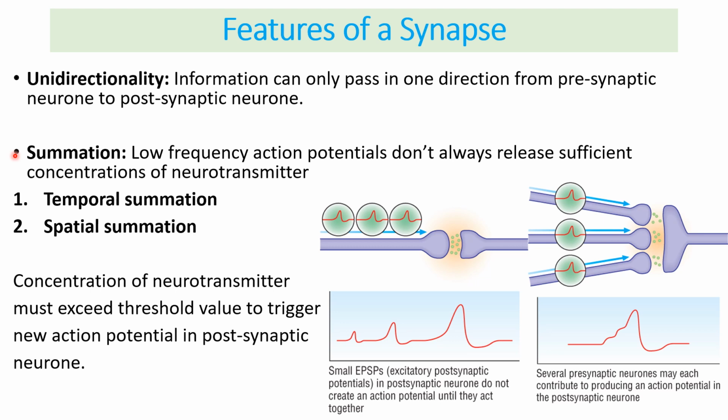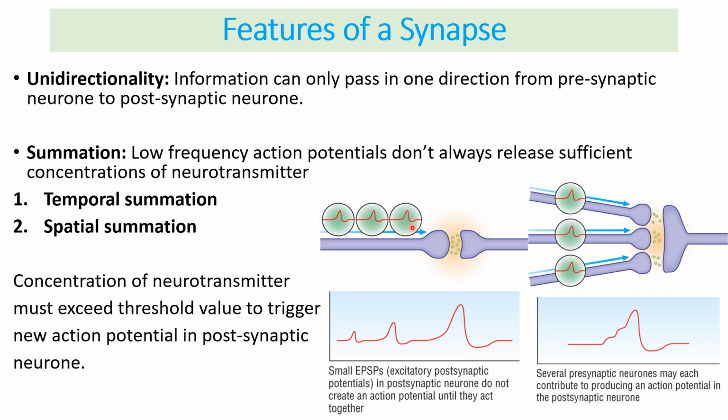There is one called temporal summation, where you might release a very small amount of acetylcholine into the gap at first, not enough to trigger an action potential in the new neuron, but if several of these action potentials arrive, that neurotransmitter builds up and it exceeds a threshold value to trigger the new action potential in the postsynaptic neuron.